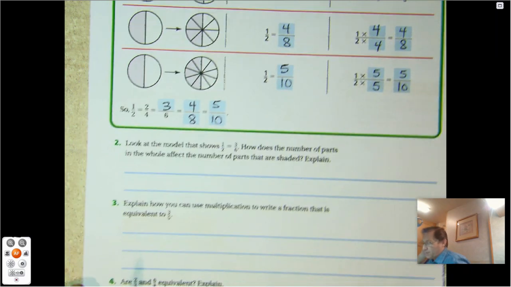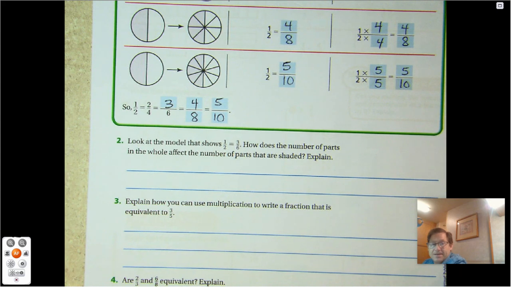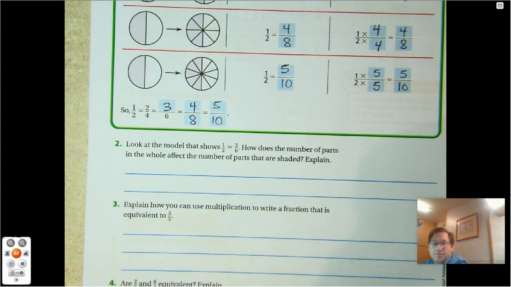All right, so now look at the model that shows 1/2 equals 3/6. How does the number of parts in the whole affect the number of parts that are shaded? And explain. So the whole for 3/6 is divided into 3 times as many parts as the whole for 1/2, right? We went from 2 pieces to a total of 6 pieces. So that's 3 times as many. Therefore, the model for 3/6 has 3 times as many parts shaded.